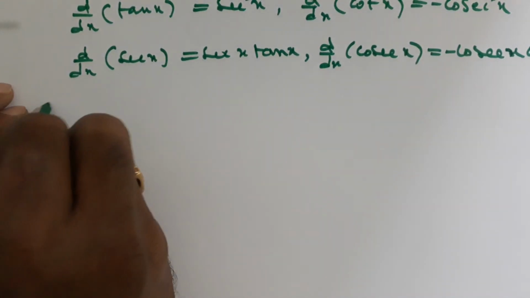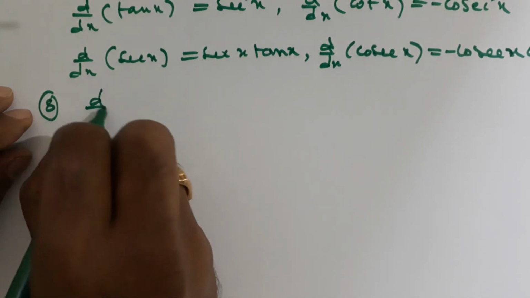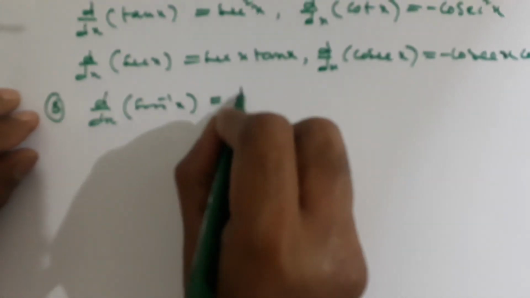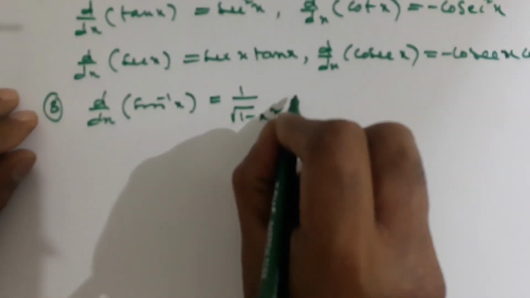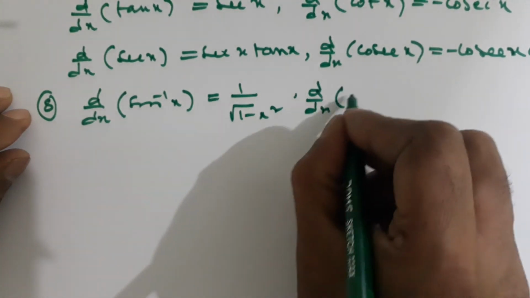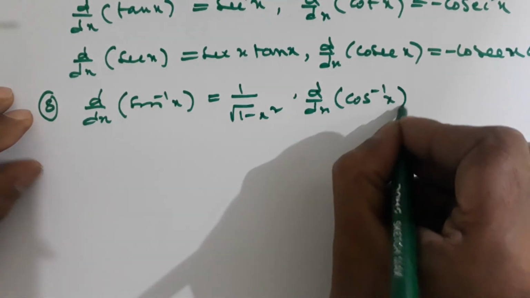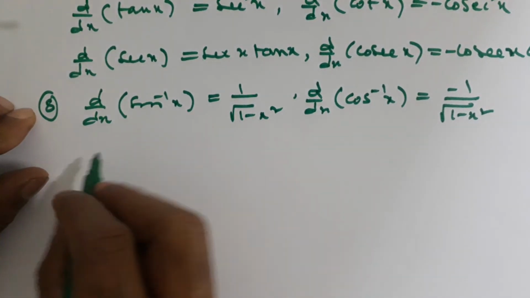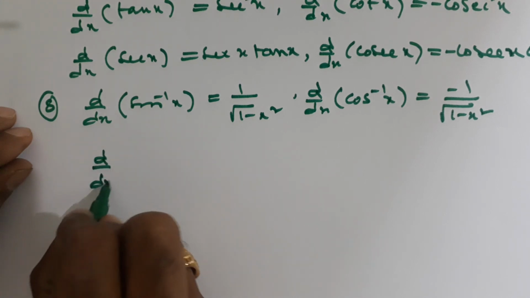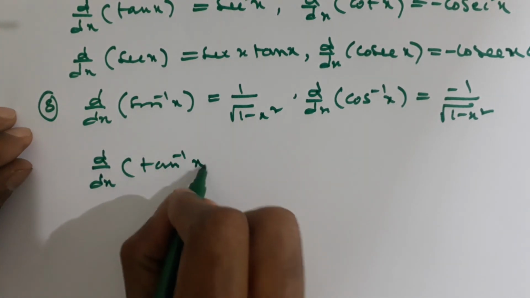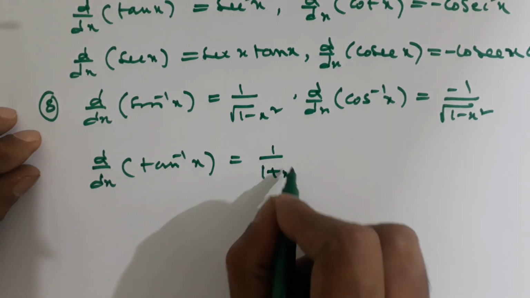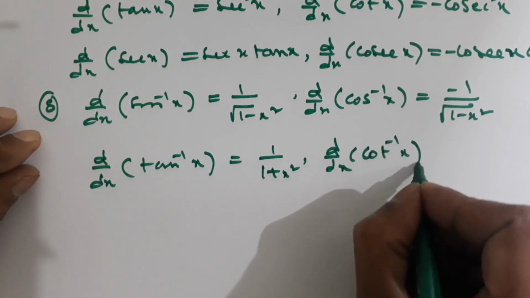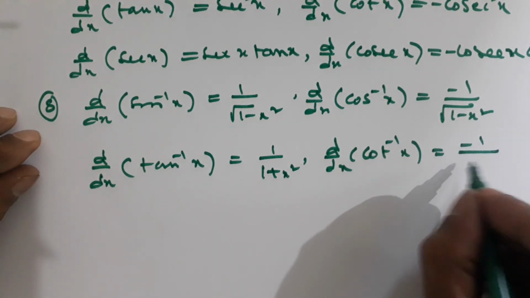These are all the differentiation of trigonometric functions. Next, eighth one. D by dx of sin inverse x is equal to 1 divided by root of 1 minus x square. D by dx of cos inverse x is equal to minus 1 divided by root of 1 minus x square. D by dx of tan inverse x is equal to 1 by 1 plus x square, d by dx of cot inverse x is equal to minus 1 divided by 1 plus x square.